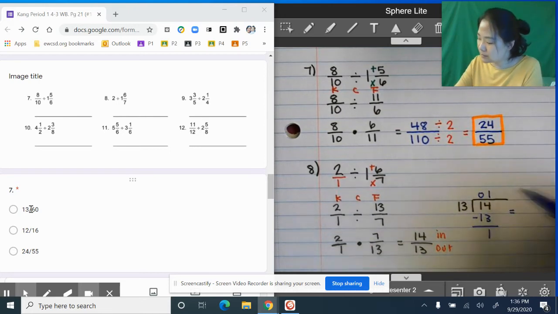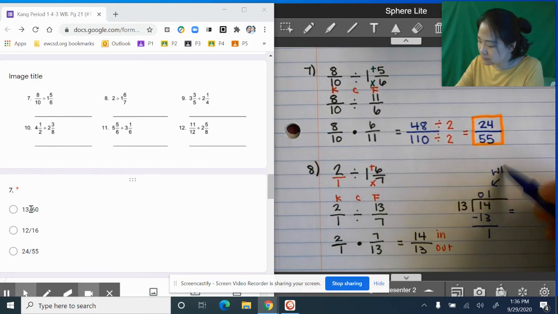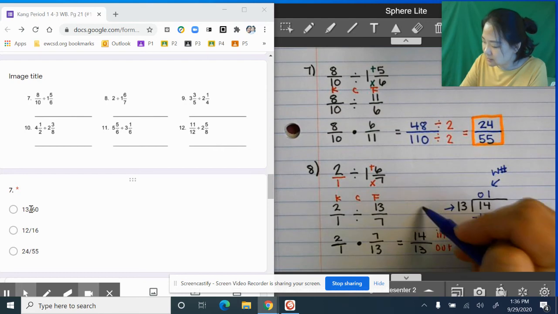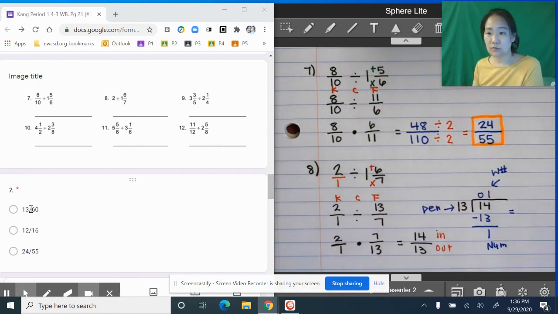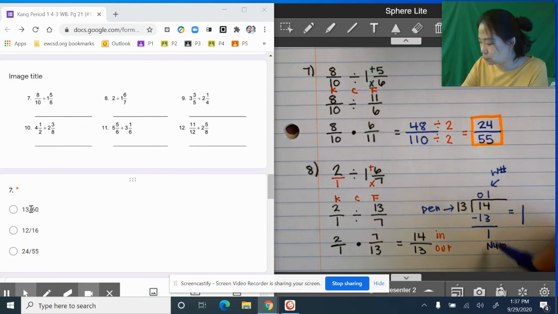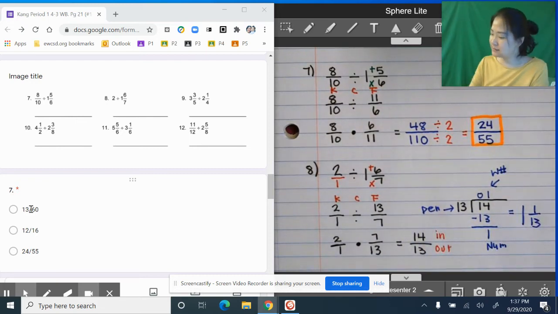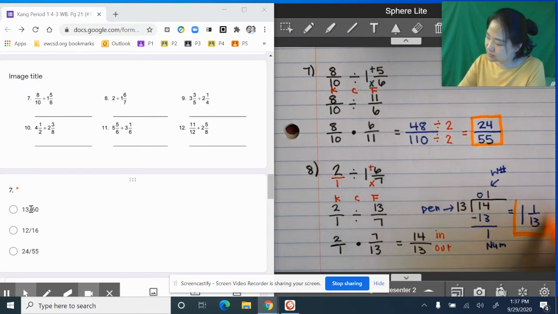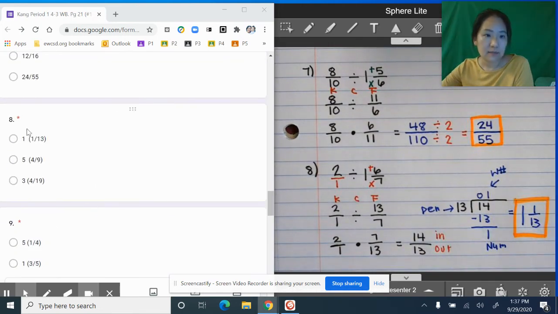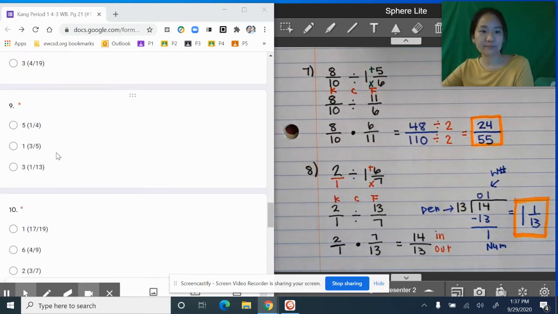Now, remember, this is the whole number. This is your numerator. And then over here is your denominator. So your final answer is 1 and 1/13. And that is the answer. And if you go down to number 8, here you go. 1 and 1/13 is the answer.